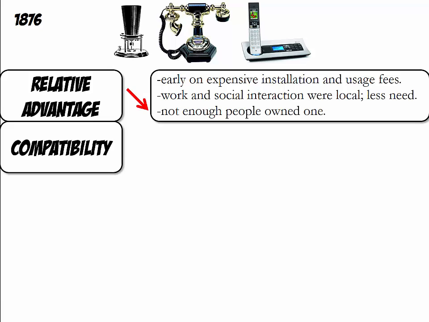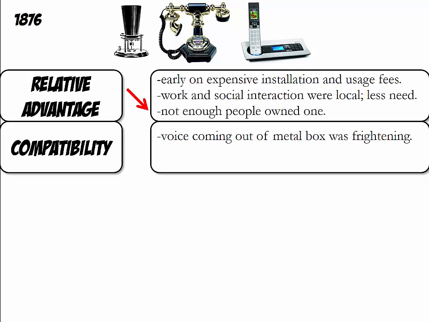The next product-based factor is compatibility, the degree to which a product is consistent with values and experiences of the adopter. To many people, the idea of a voice coming out of a metal box was frightening. Also, the telegraph had the advantage of providing people with a hard copy. In conclusion, compatibility was low, negatively affecting the rate of adoption.